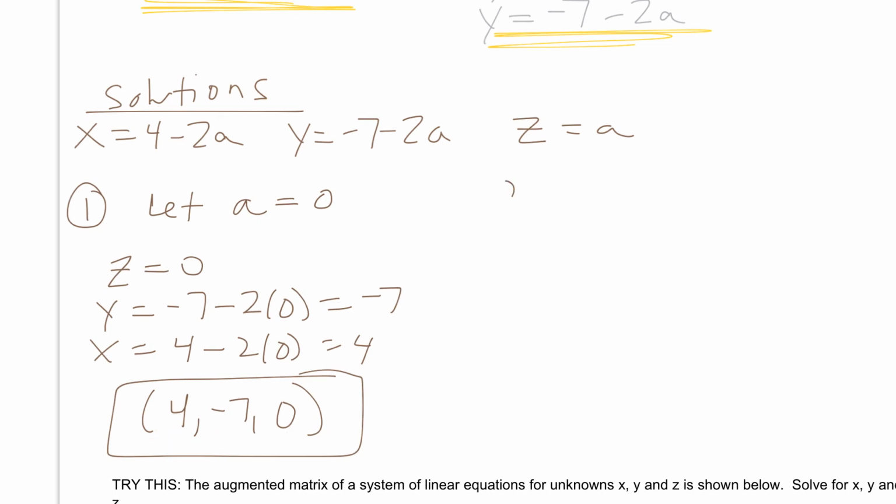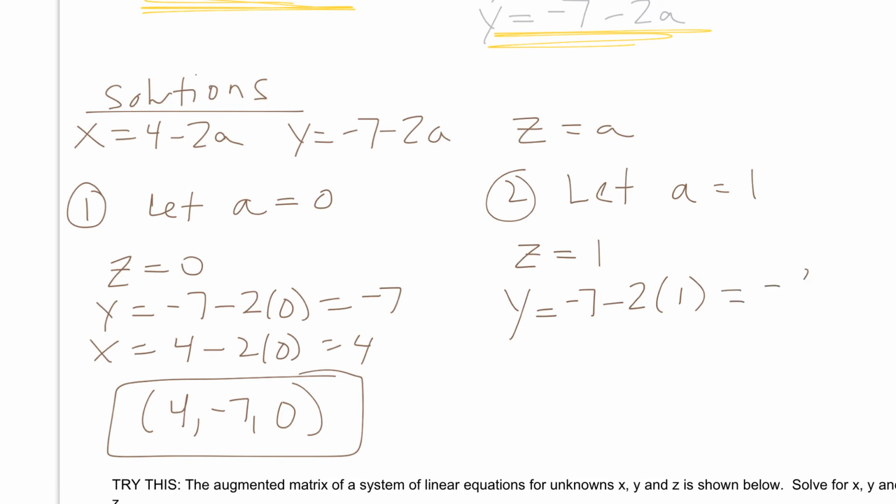Then if I want to find another solution, so my second solution, I can let a really be whatever I want. So now I'm going to let a equal 1. You could let a equal 2, 3, 4, it doesn't really matter. So if I plug that in, I know z is equal to 1. So then y is going to be equal to negative 7 minus 2 times 1, which would be negative 7 minus 2, or negative 9. And x would be 4 minus 2 times 1, which would be 4 minus 2, or 2. So I get solutions of 2, -9, and 1.